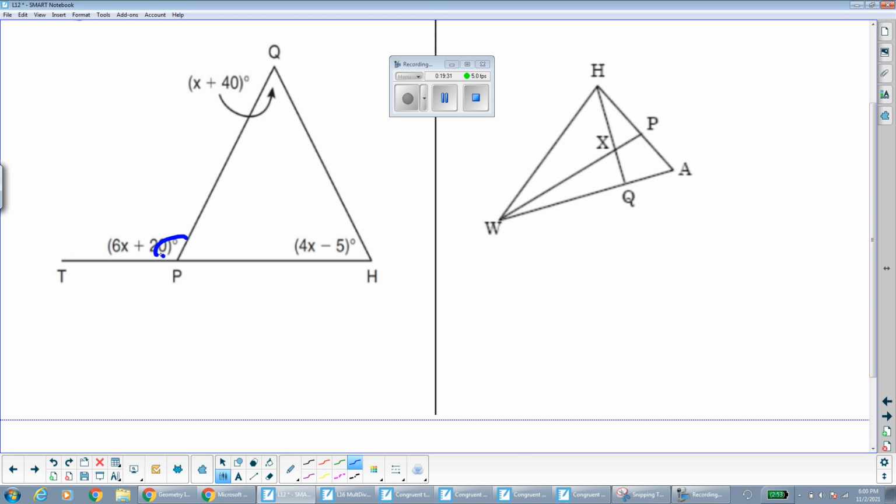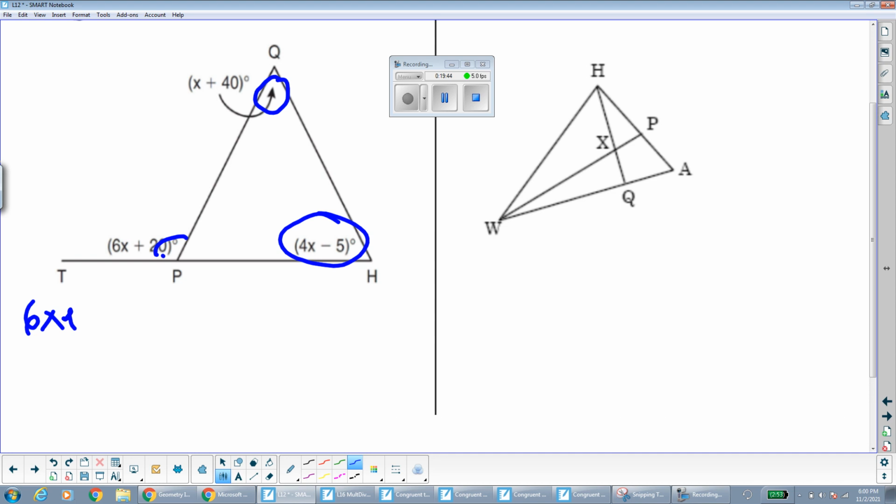So here's our exterior angle. This angle is not right next to it, and this angle is not right next to it. So those are the two that we're going to add together to figure out what the exterior angle is. So I'm just going to make an equation that says the exterior angle, which is x plus 20, is equal to the sum of the two angles not right next to it. So x plus 40 plus 4x minus 5. All I have to do is combine my like terms and solve for x.